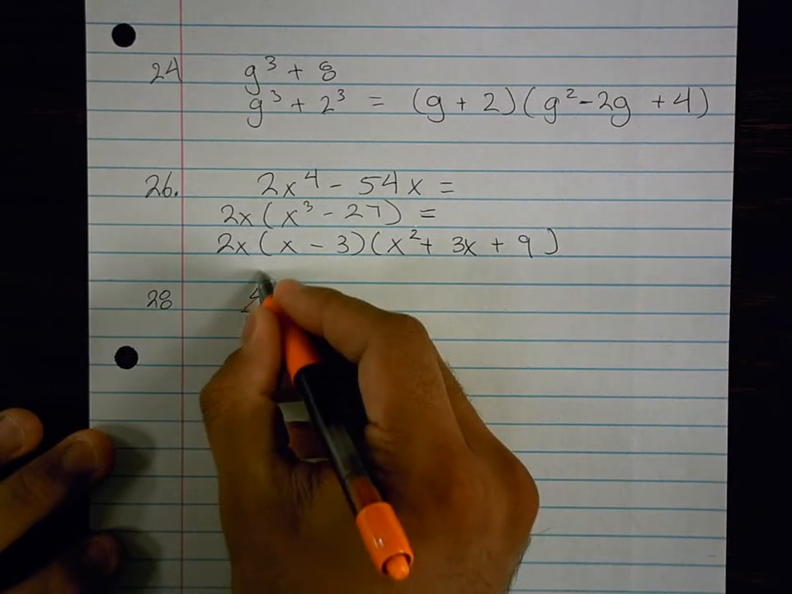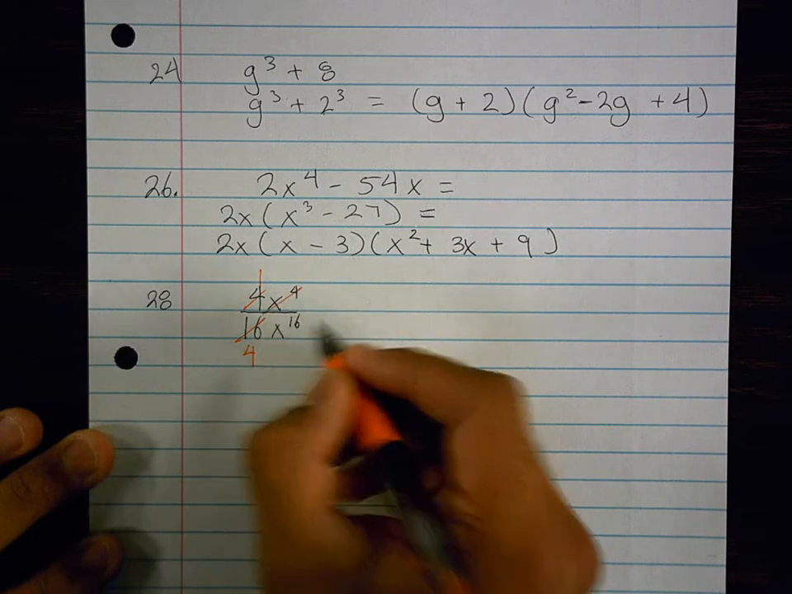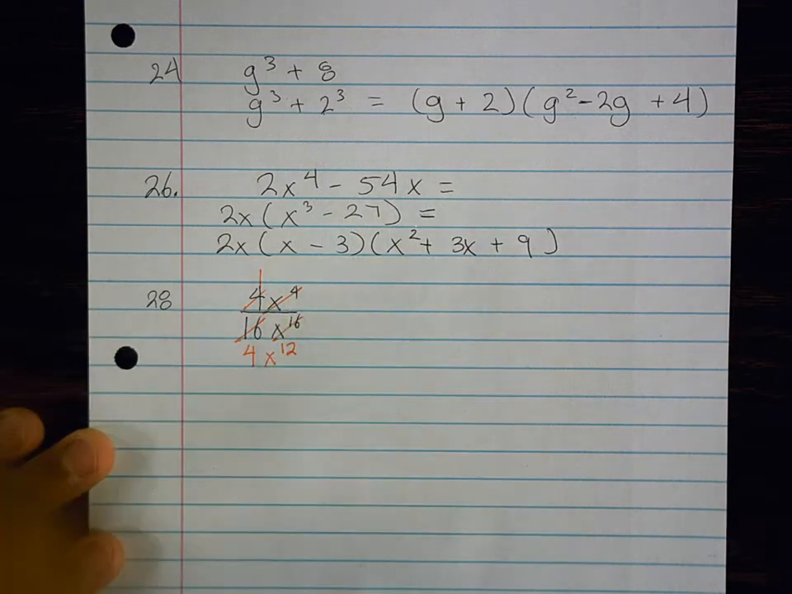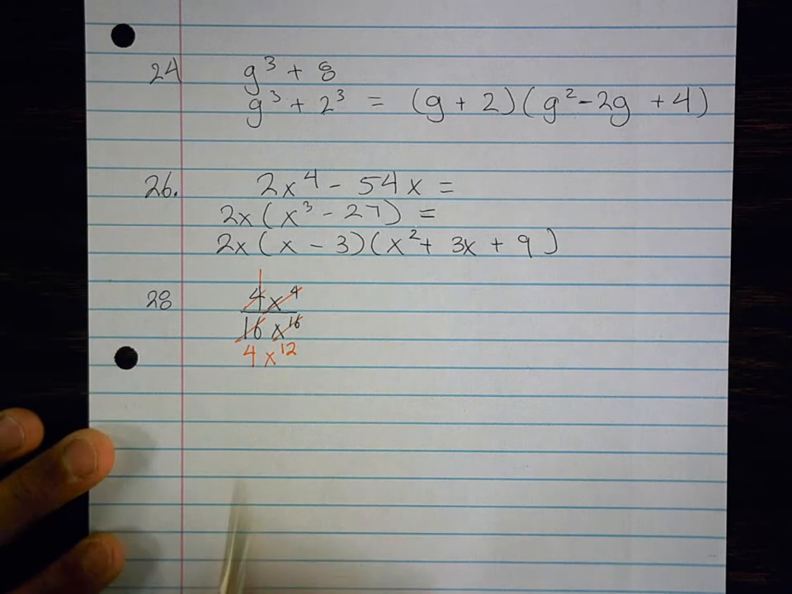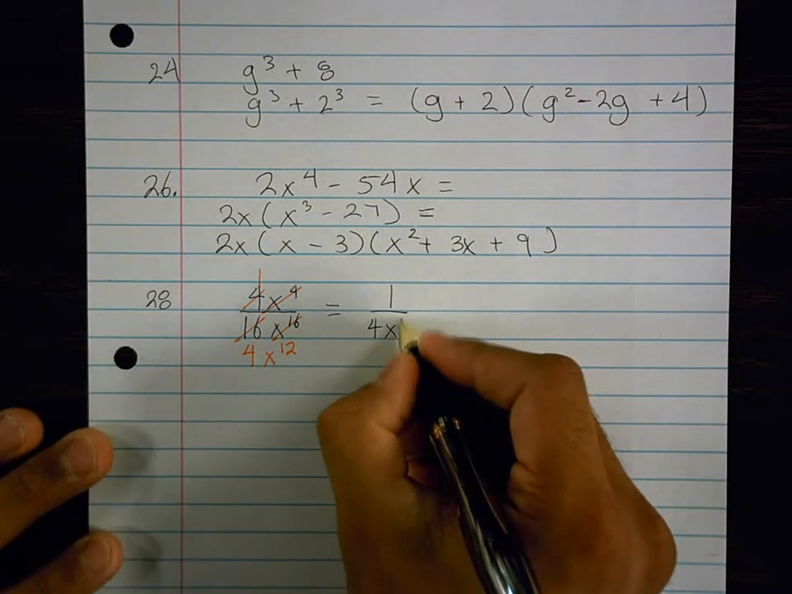So the 4 goes away, leaves me with a 1, leaves me with a 4. I get rid of all of those, and it leaves me with x to the 12th in the bottom. So the actual answer is 1 over 4x to the 12th.